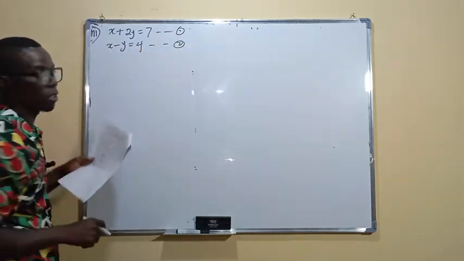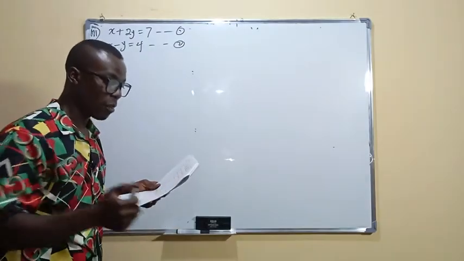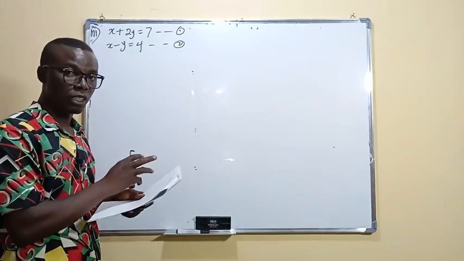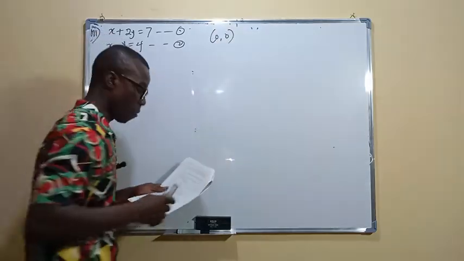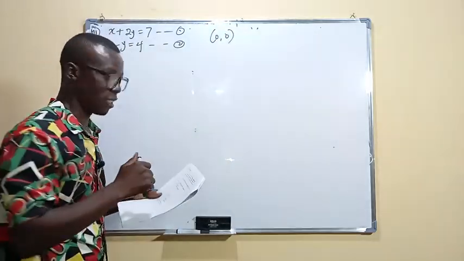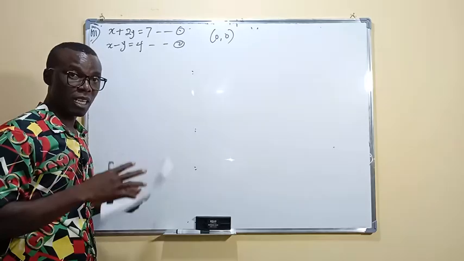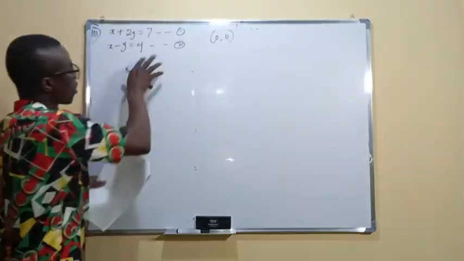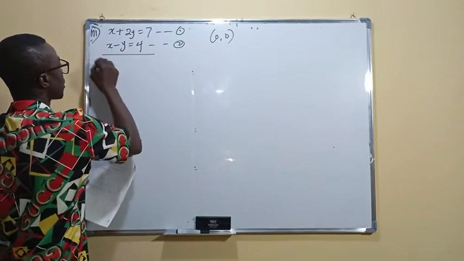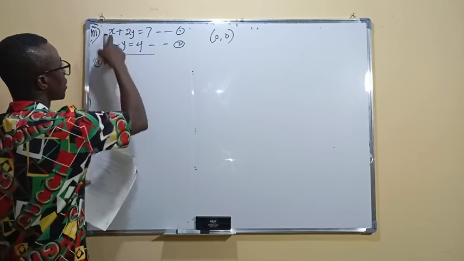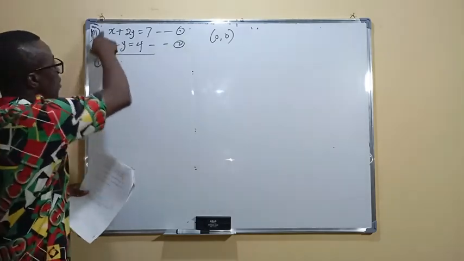So we are going to solve simultaneously, because the question says find the equation of the line that passes through the origin. The origin is 0, 0, and then the point of intersection is where these two equations have the same solution. So it means we have to solve it simultaneously. Now, I can subtract equation 1 minus equation 2. I want to eliminate x, since they have the same coefficient.